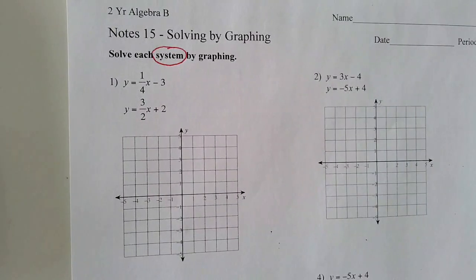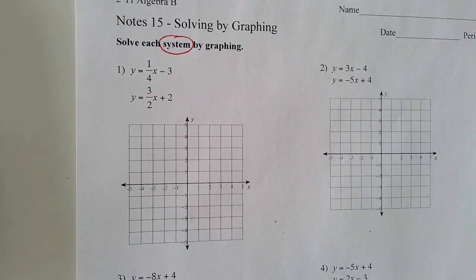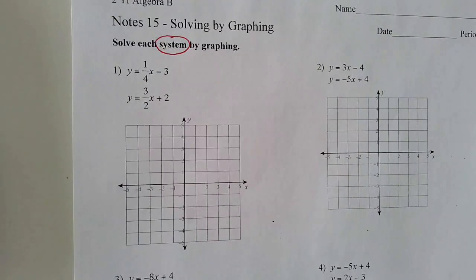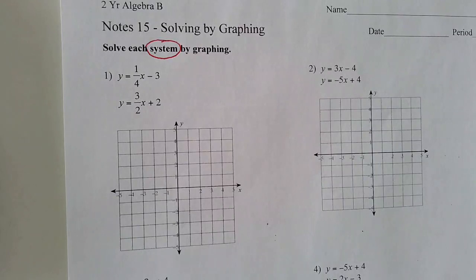A system of equations: multiple graphs on one coordinate plane. And so what is the solution to a system of equations? That's what we need to find. And the solution is where the lines, in this case, intersect. Okay? Where do they cross? What is the point at which they cross? You know, lines intersect in a point.